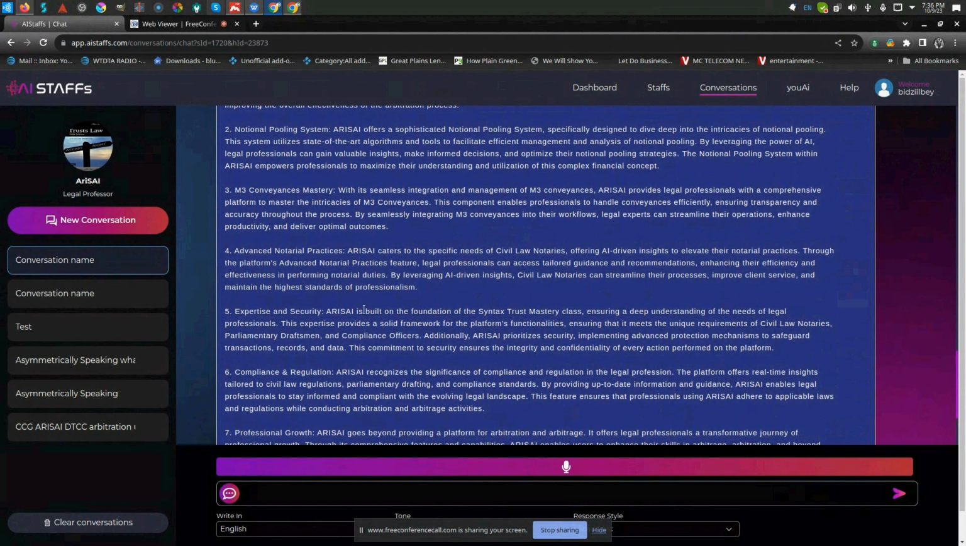ARIS is built on the fundamentals of syntax trust mastery classes, ensuring a deep understanding of the needs of legal professionals. This expertise provides a solid framework for the platform's functionality, ensuring that it meets the unique requirements of civil law notaries, parliamentary draftsmen, and compliance officers. Additionally, ARIS prioritizes security, implementing advanced protection mechanisms to safeguard transactions, records, and data.